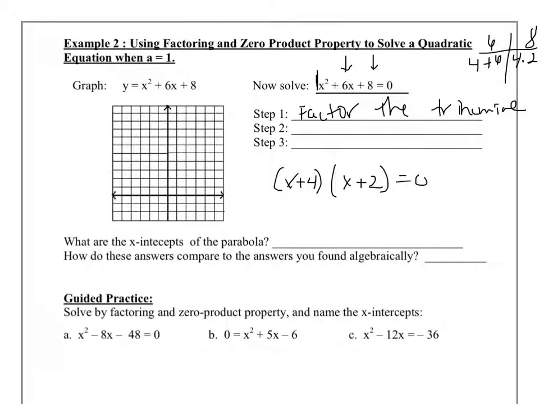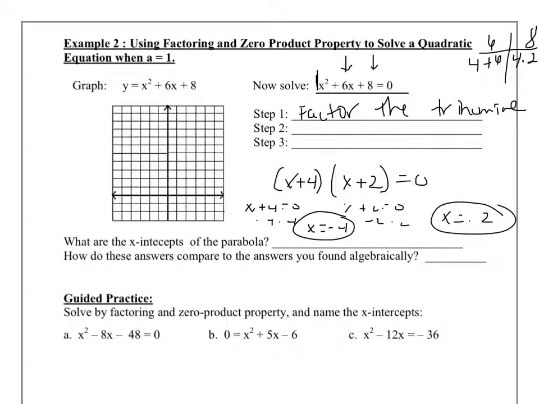Okay, so now I have something that looks like example number 1. So I now have two equations here, x plus 4 equals 0, and x plus 2 is going to be equal to 0. Okay, so solving for x, here x is -4, and here x is negative 2. Okay, so I have two answers here. So step number 2, what did I just do? I used zero product property.